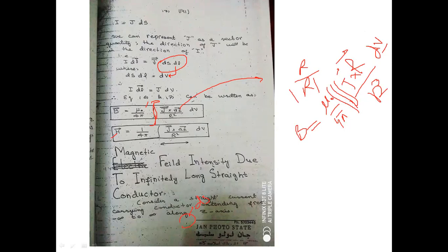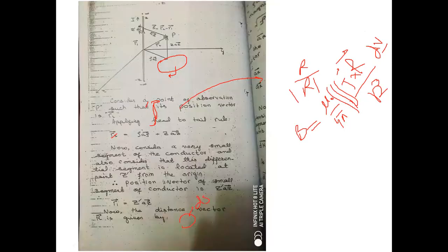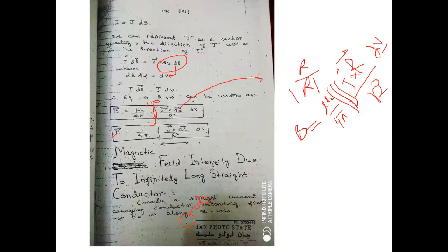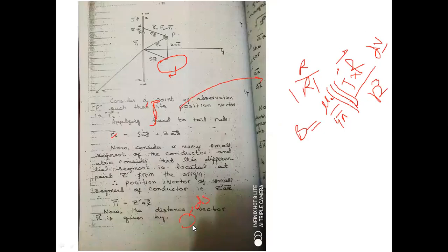Now, the magnetic field intensity due to an infinite length of charges. This is a current carrying conductor having a length from minus infinity to plus infinity, and the current is moving in the direction of z. First of all, we will consider a small segment of this current carrying conductor.